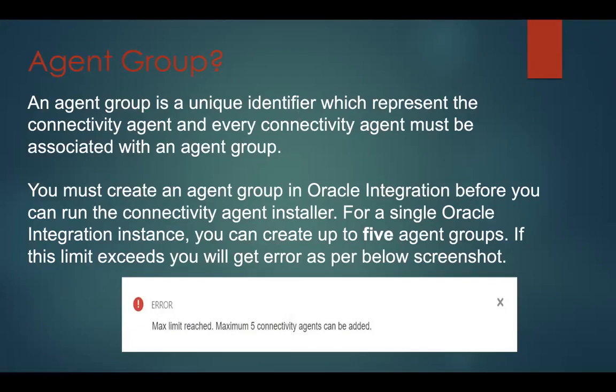So before you install the connectivity agent, you must have the agent group. There's a limitation to that. You must create an agent group in Oracle Integration before you can run the connectivity agent installer. For a single Oracle Integration instance, you can create up to 5 agent groups. So in a single integration instance, this is the hard limit actually. You can only create 5 agent groups. If you try to create more than 5 agent groups, you cannot create them, and you will get a message when you're trying to create more agent groups.